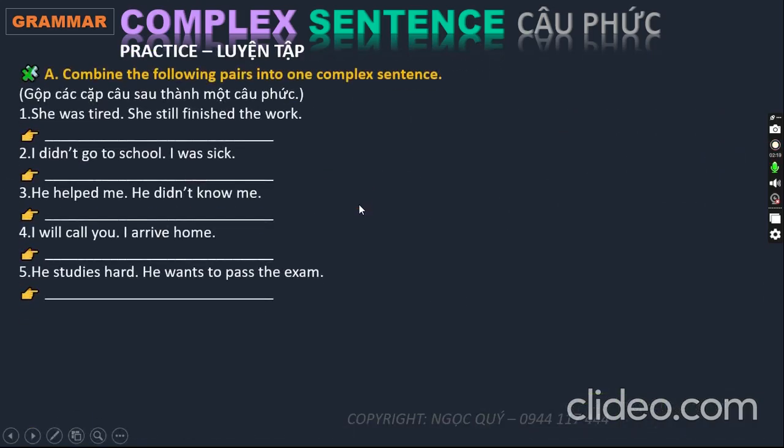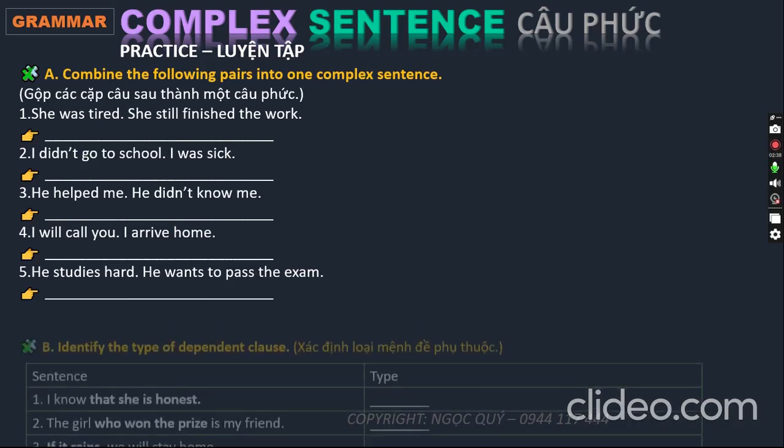And these are your exercises to practice, to help you become familiar with the structure and remember the theory today more deeply.